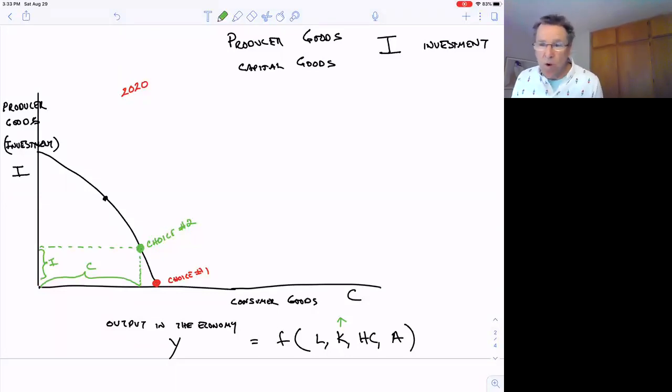So in 2021, the PPF will look a little bit different. With more capital, we should be able to push this PPF out in 2021, because we'll have more physical capital and we can produce more with more physical capital.